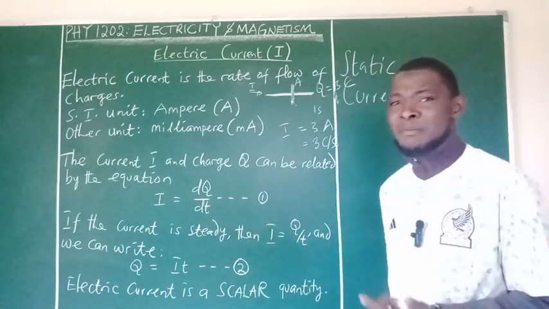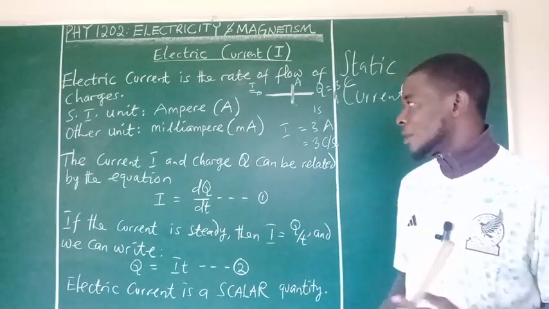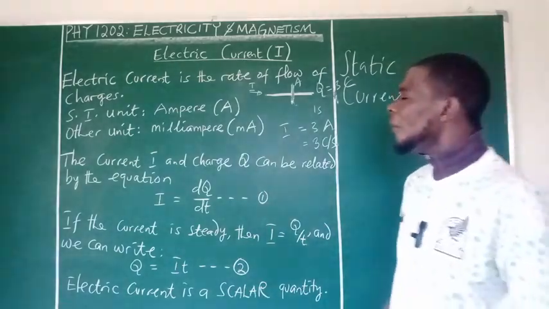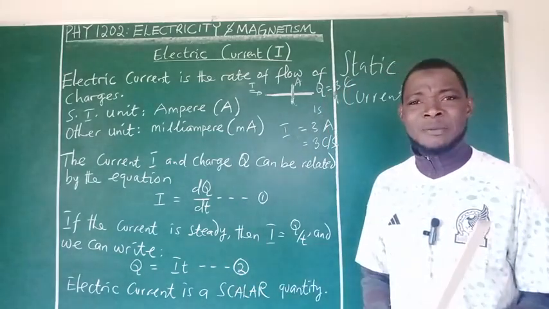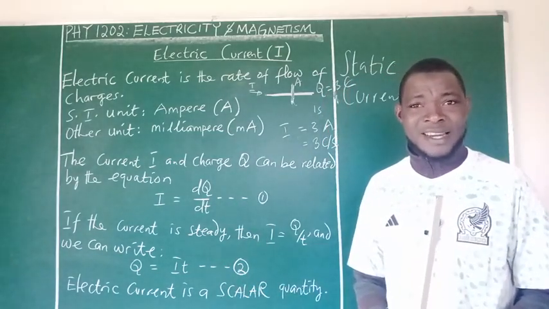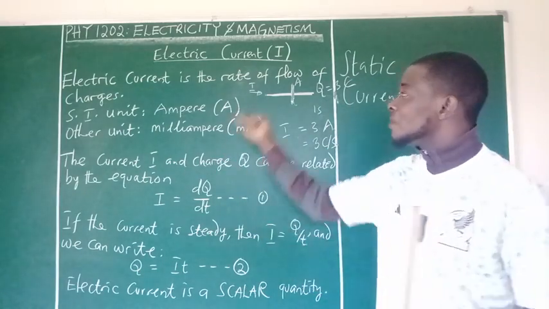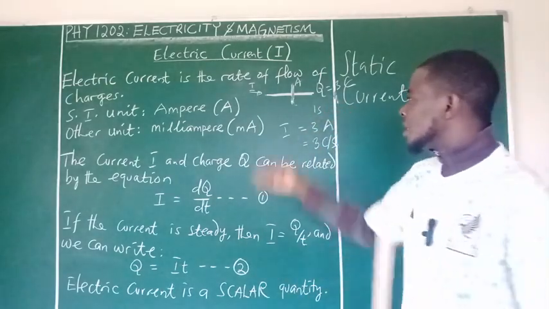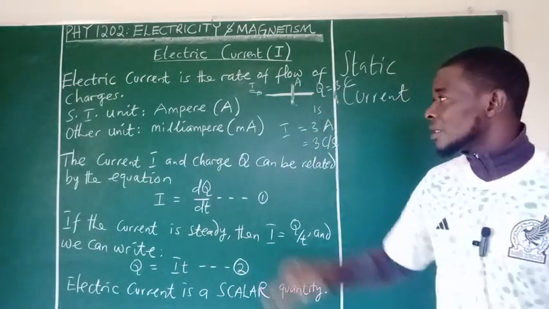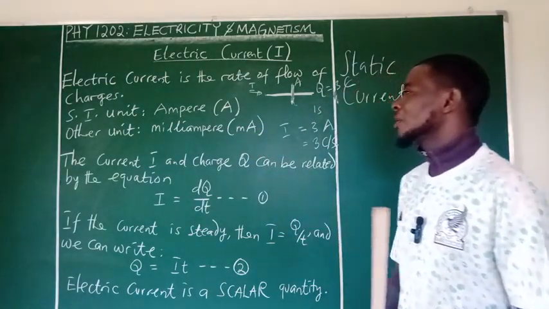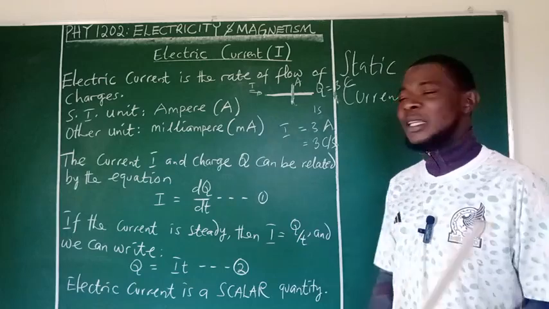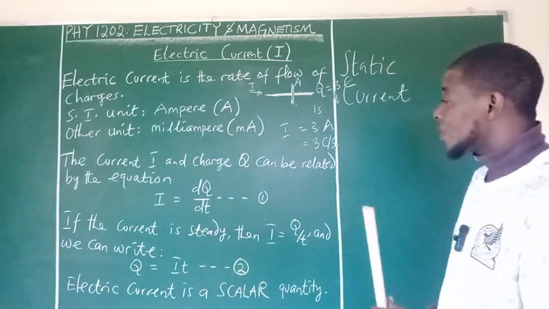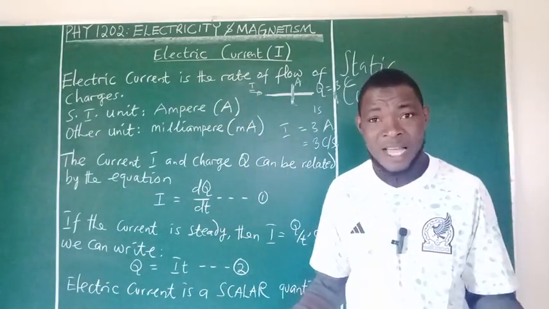You can have picoampere that are much smaller than this, but this milliampere is more common. Okay, how do we write the formula for calculating electric current? The first thing we learned was the meaning of electric current as the rate of flow of charges. The second one is the SI unit, the ampere, but we are adopting the smaller unit because for some devices we have small current flowing through them. 1 ampere may be very large.